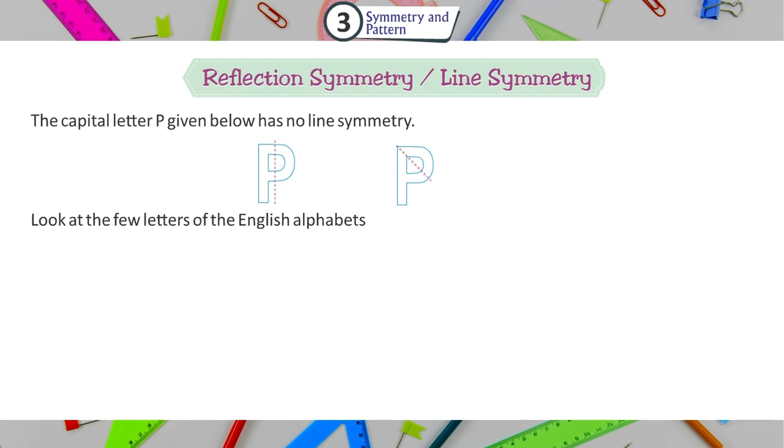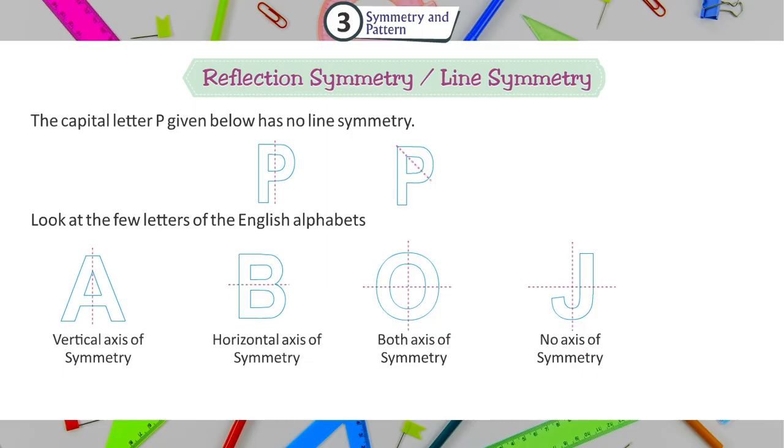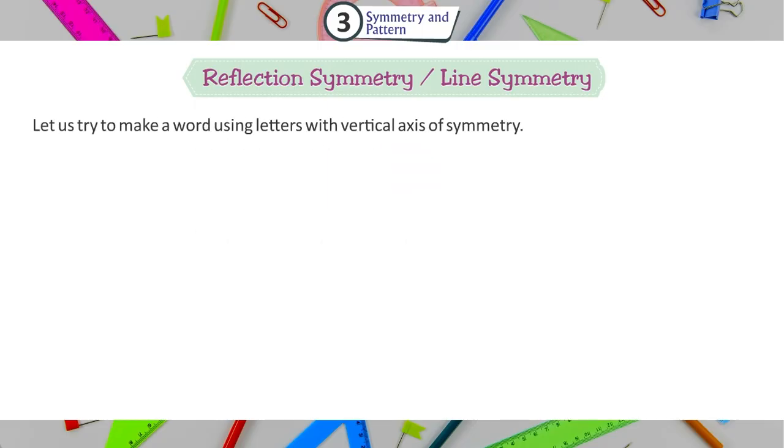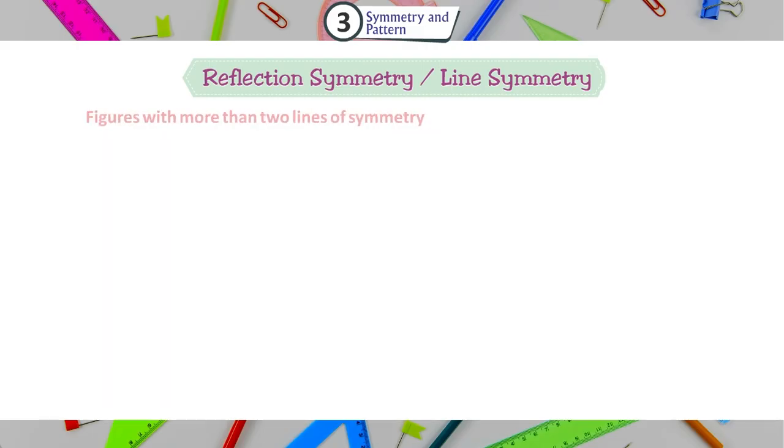Look at a few letters of the English alphabets. A. Vertical axis of symmetry. B. Horizontal axis of symmetry. O. Both axes of symmetry. J. No axis of symmetry. Let us try to make a word using letters with vertical axis of symmetry. Let us now make a word using letters with horizontal axis of symmetry.